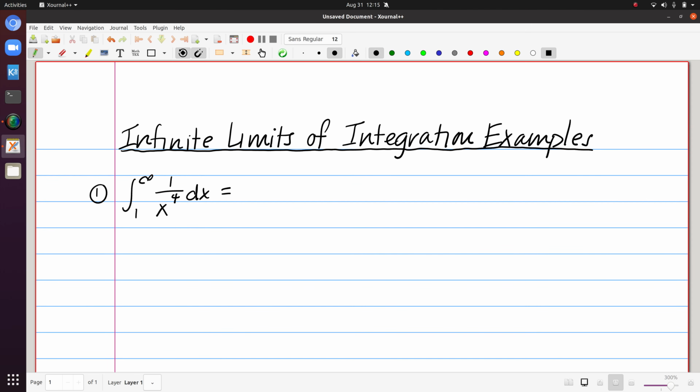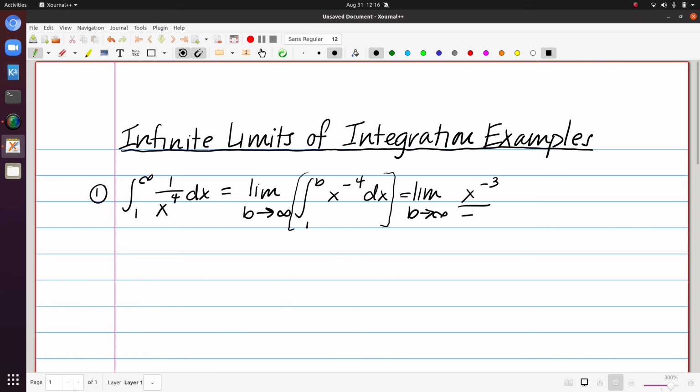Now let's consider some examples. To start with, we have the integral from 1 to infinity of 1 over x to the fourth. We have defined this as the limit as b approaches infinity of the integral from 1 to b of 1 over x to the fourth, which I'll write as x to the minus 4. And the way we'll solve this is by first evaluating this integral, giving us something dependent on b, and then taking the limit. The antiderivative here is x to the minus 3 over minus 3, and we're evaluating this from 1 to b.